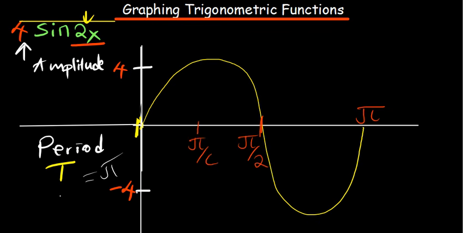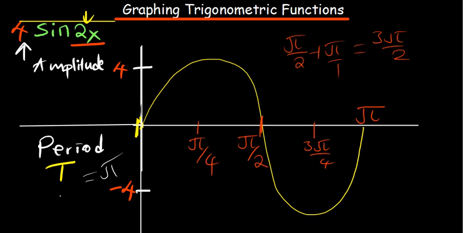And then of course, you need to find the middle part between pi over 2 and also pi. So pi over 2 plus pi is obviously going to give us 3 pi over 2, and then if you divide it by 2, it's going to give us 3 pi over 4. Okay, so this is basically what we have on our graph.